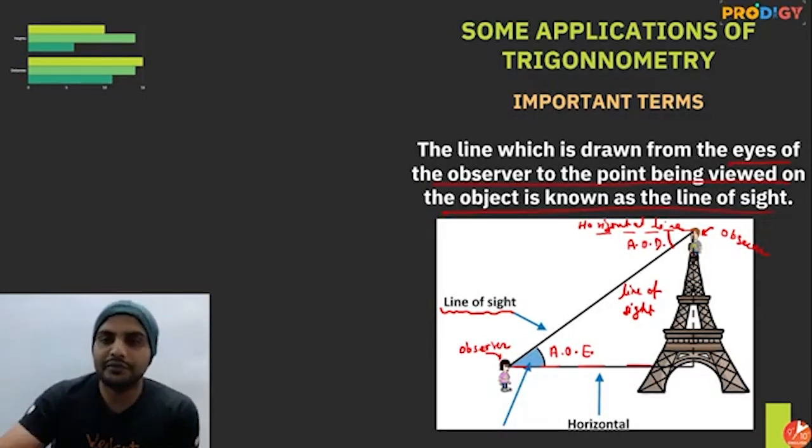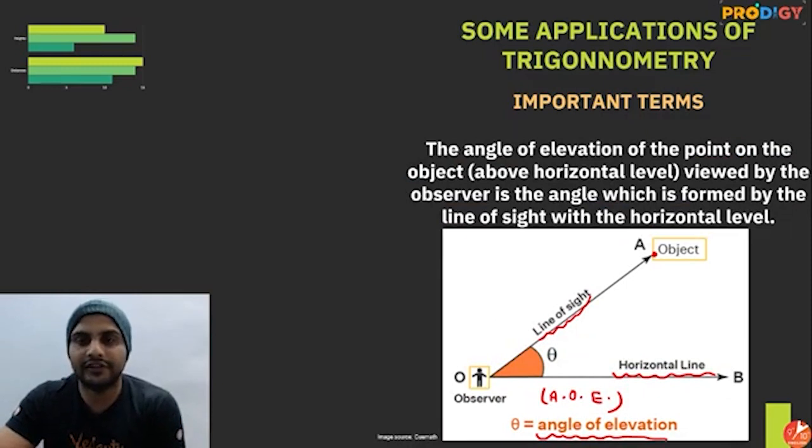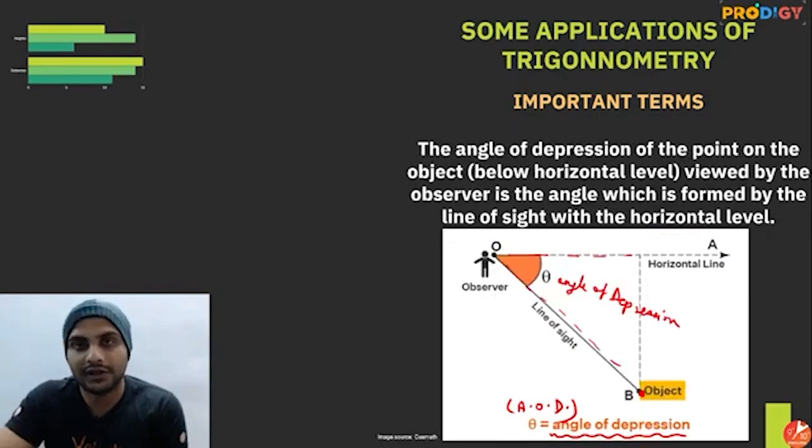So these are your two important angles, angle of elevation and angle of depression. Both are the angles between the horizontal line and line of sight. In case of angle of elevation, the observer looks up. In case of angle of depression, the observer is looking down.